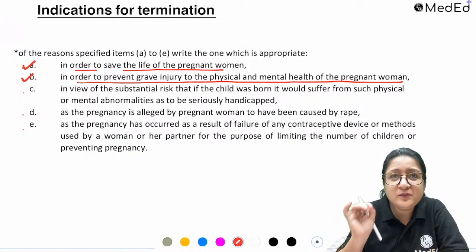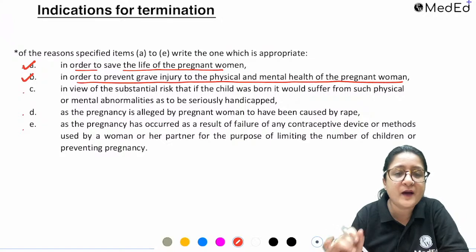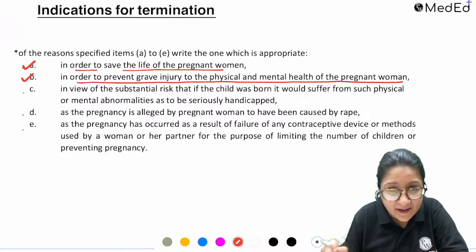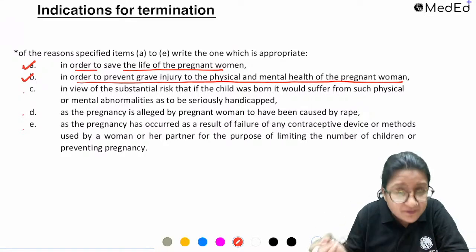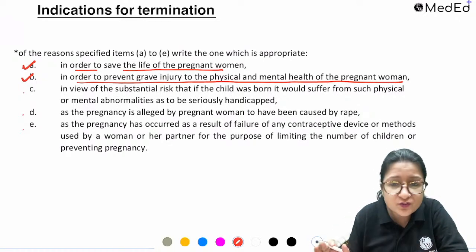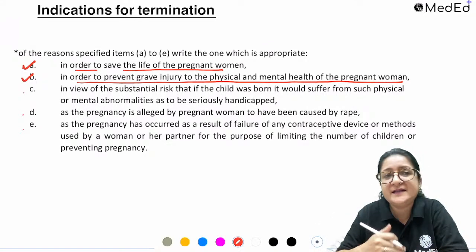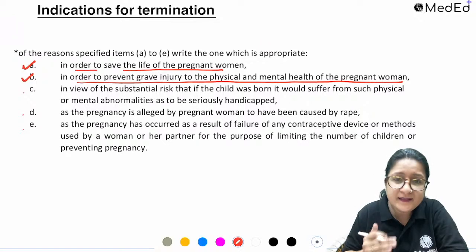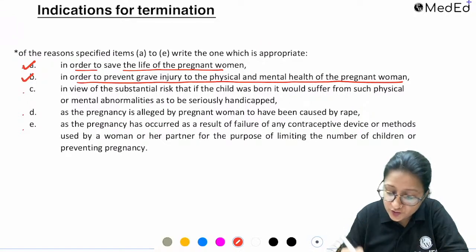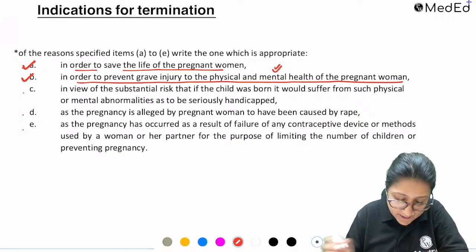Now, this is, let's say, the most controversial indication. Controversial, why? Because how will we certify what condition there is because of which there can be grave injury to the physical and mental health? What is grave injury? The law does not define what actually grave injury is. But let's say, for instance, the pregnancy has resulted out of rape. Then that can be considered as a grave injury to the mental health of the pregnant woman. So keep that in mind.